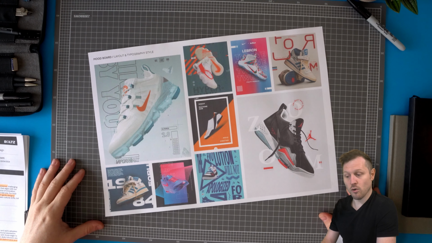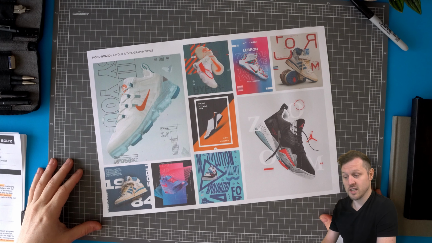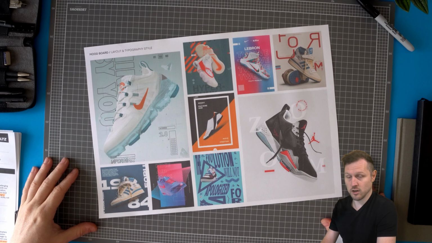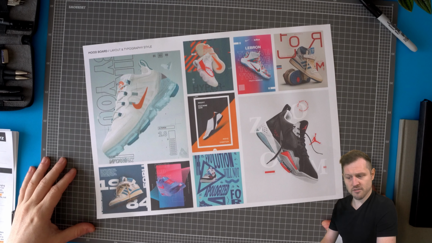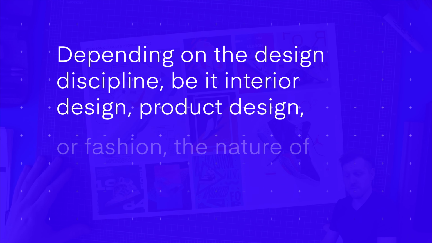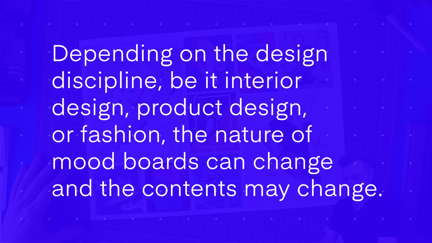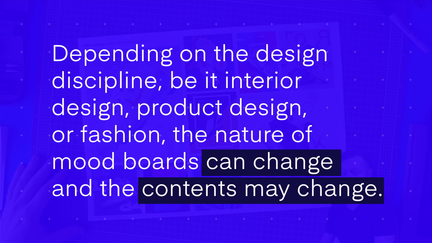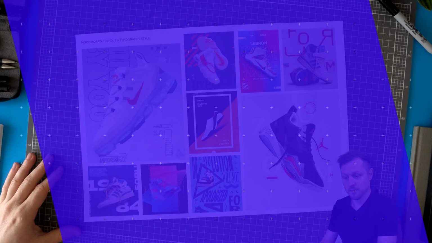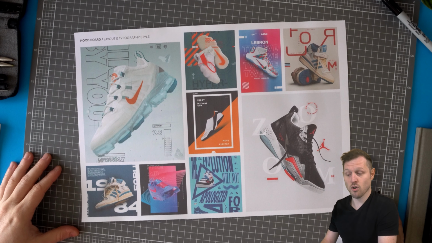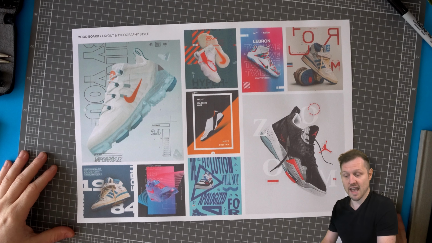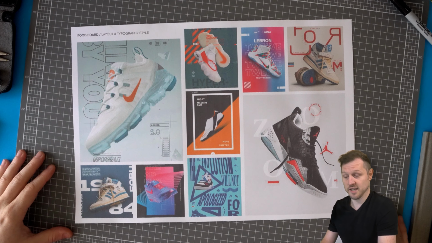Now, this could be one or a few mood boards depending on the nature of the project, but each one will be distinct and suggest a clear vision for a look and feel. Now, there is no specific rule in how you lay out your mood boards or what to include in them. It's important to mention that depending on the design discipline, be it interior design, product design, or fashion, the nature of mood boards can change and the contents may change. Some may include color samples, photography, products, swatches, typefaces, materials, and graphic elements to suggest certain details and outcomes.